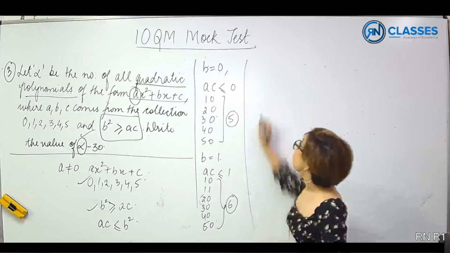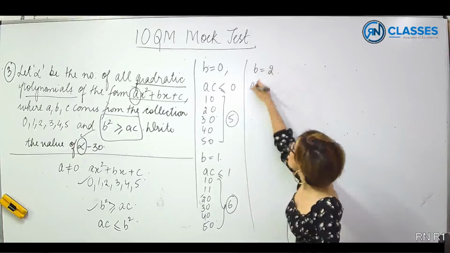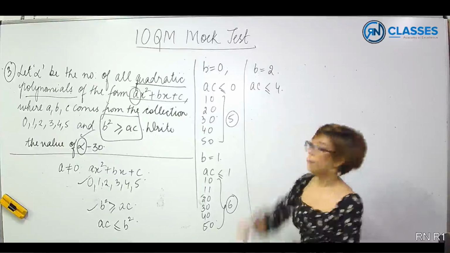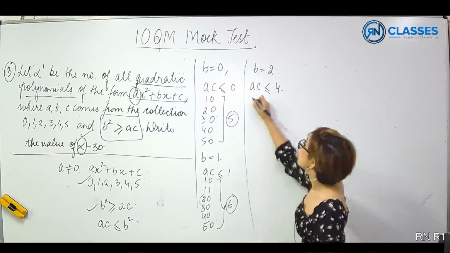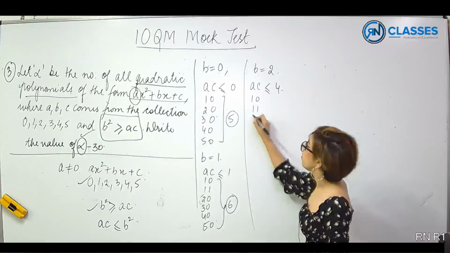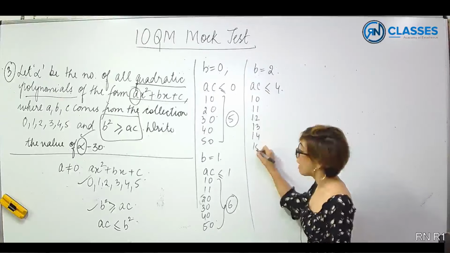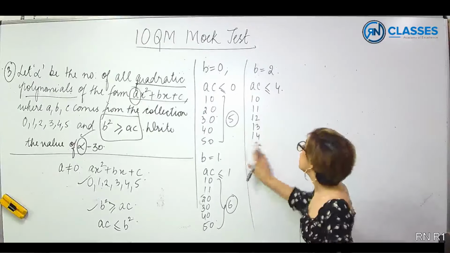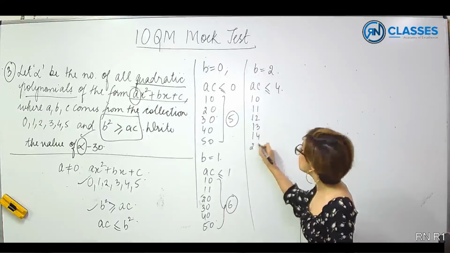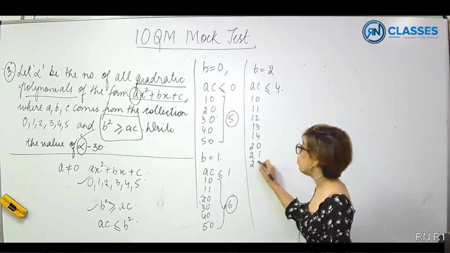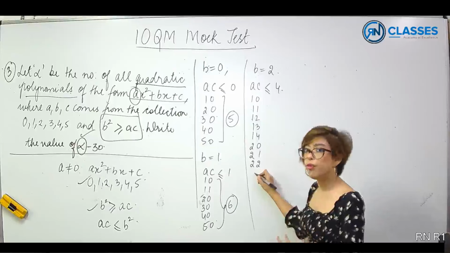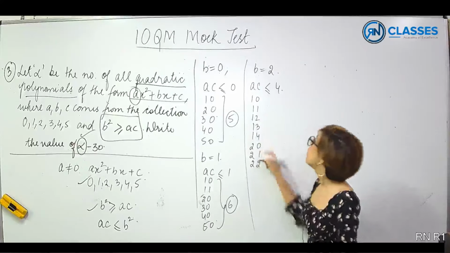Right? Let me do one more. So B is equal to 2. That means AC is less than or equal to 4. Right? So let's start with A is equal to 1. So 1 0, 1 1, 1 2, 1 3, 1 4, 1 5. Absolutely not. Right? Then let's move on to 2. So 2 0, 2 1, 2 2. Yes. 2 3, no. 2 4, obviously no. Moving on. Then A is equal to 3.